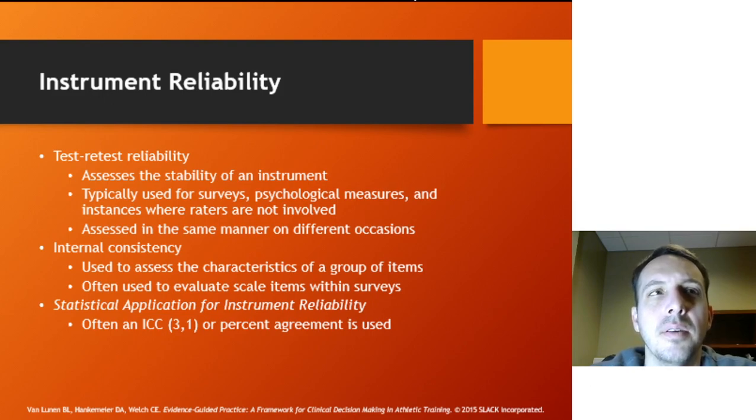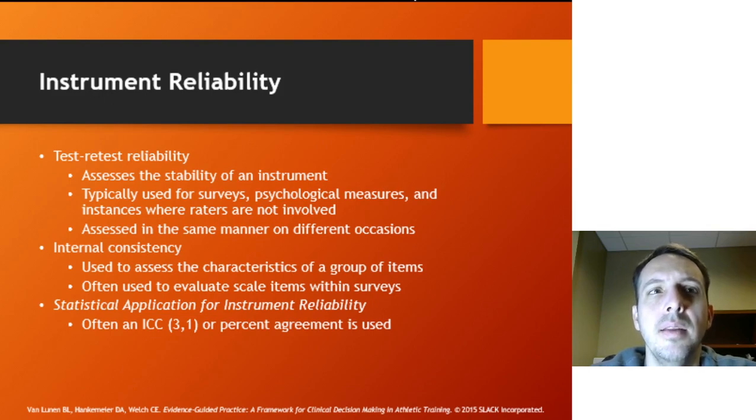We also have internal consistency, which is more for survey type research, where we're looking at the consistency of responses to similar questions, where we might have two or more questions assessing the same construct, and we would expect similar answers and similar responses for each one of those questions. And the more similar those are, the higher the internal consistency would be.